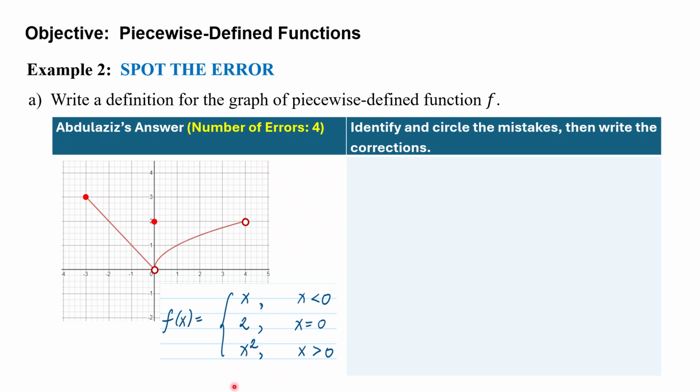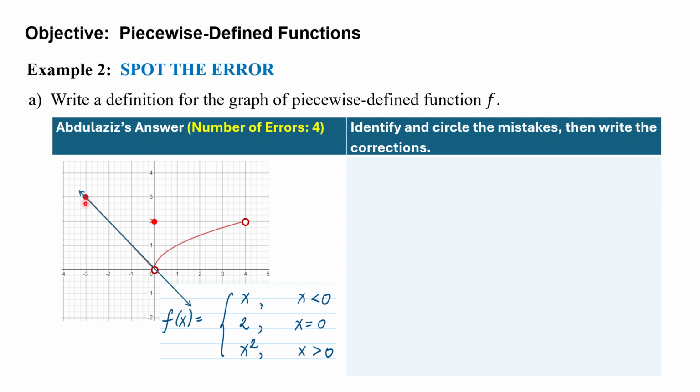Now the next example is about spot the error. So for the first given, we will write a definition for the graph of the piecewise defined function f. And this is Abdullah's answer. And from his answer, there are 4 errors. So let us start with this graph on the left side. It looks like this is not y equal to x, because this is the graph of y equal to x. But if we reflect this across the y-axis, this is the graph of y equal to negative x.